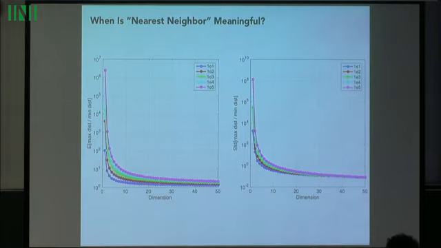That expected ratio, as dimension increases, converges very quickly to 1. This is for 10 points, 100 points, 1,000 points, 10,000 points, and 100,000 points. So even if you're growing your number of points in your high-dimensional space like this, the ratio of the distance between your nearest neighbor and your furthest neighbor gets to 1 very quickly. Which means there's no such thing as near in high dimensions. There's no such thing as nearest neighbors.